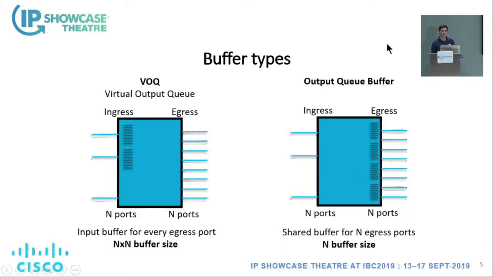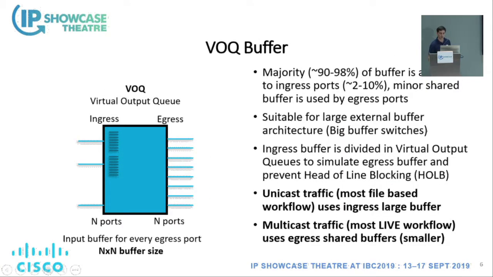Let's take a look at the virtual output queue, and let's see what some of its properties are. As I mentioned, the majority of the buffer is on the ingress side, and as I wrote over here, the majority, 90 to 98% of the total buffer on the particular switch or particular ASIC, is attached to the ingress port, and only a small portion, between 2 and 10%, is attached to the egress port. As I mentioned, in the virtual output queue, each of these ingress ports has virtual output queues to all of the egress ports, which means this ingress buffer is divided into multiple other queues and simulating the egress ports.